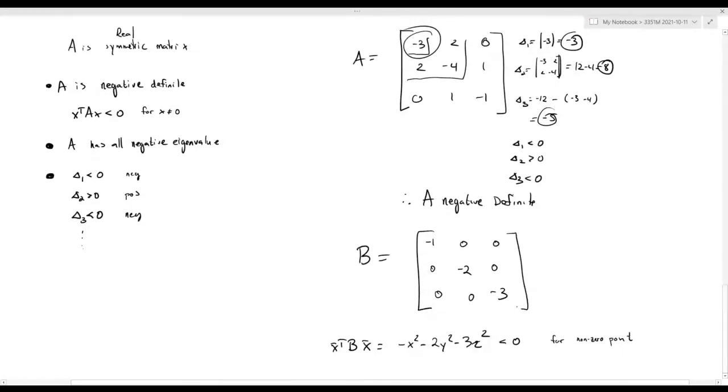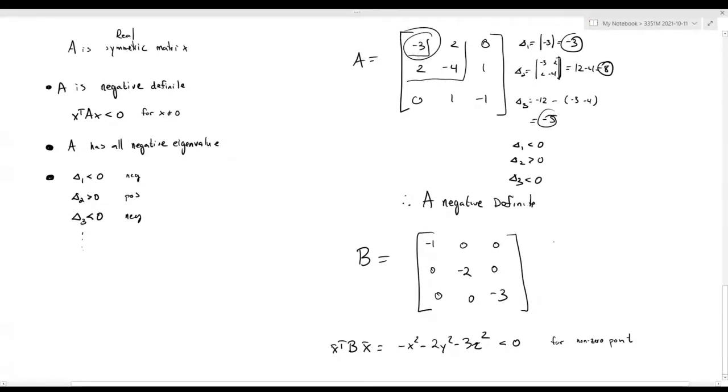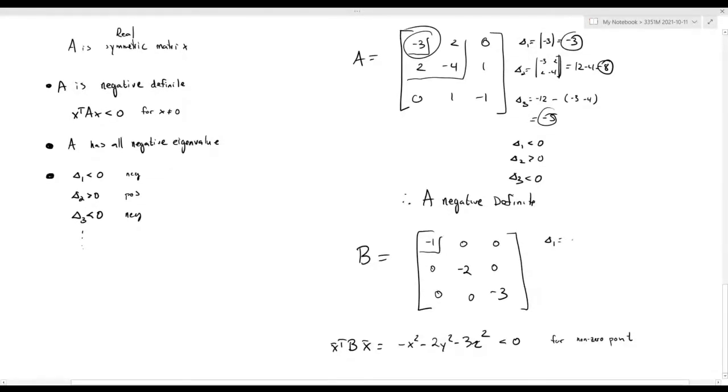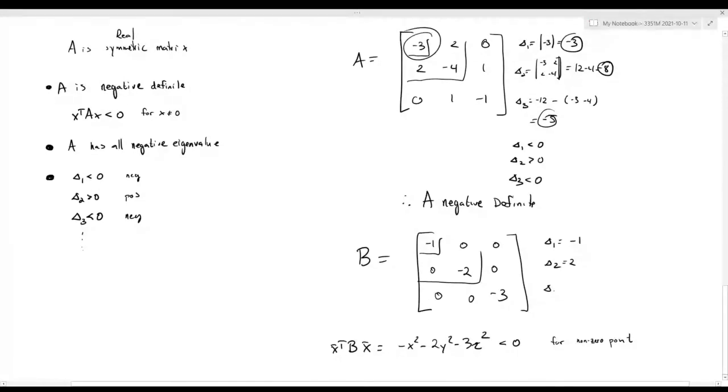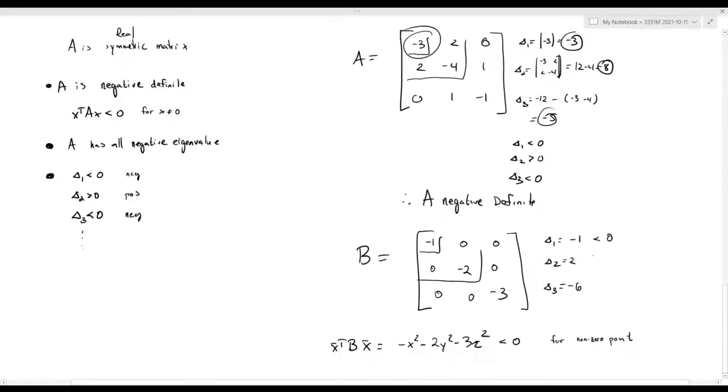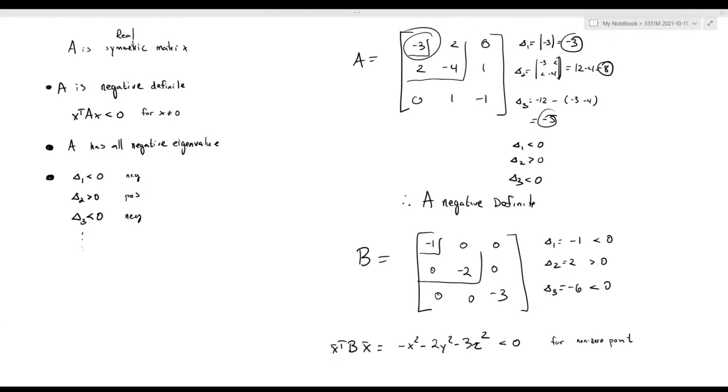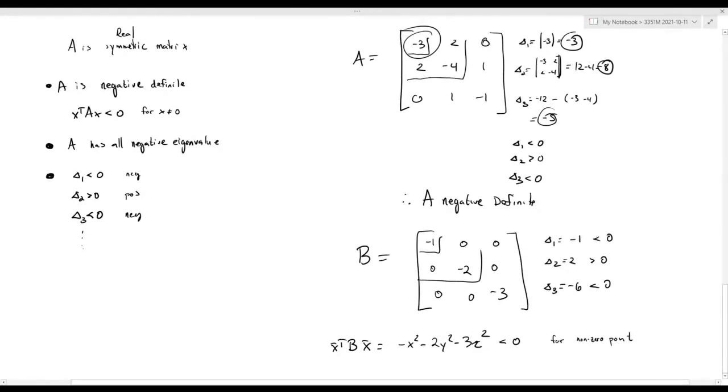But do you see how the test for negative definite matrix works? The determinant of the 1×1 matrix is negative 1. But then the determinant of the 2×2 matrix is 2 because you're multiplying two negative eigenvalues in the diagonal, if you will. And delta 3 would be negative 6. So it does alternate, starting with a negative. Does that make sense? Okay.